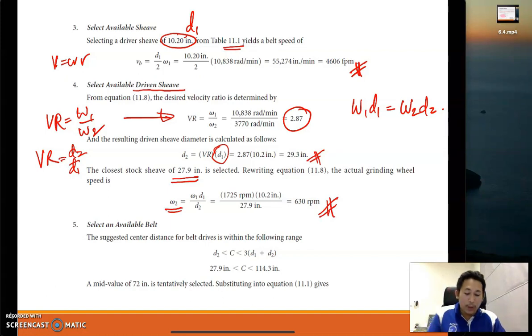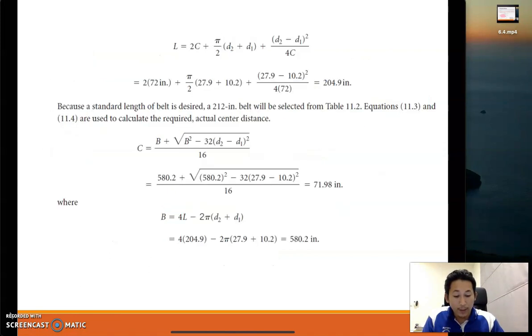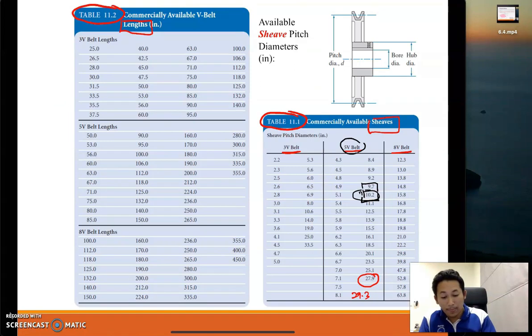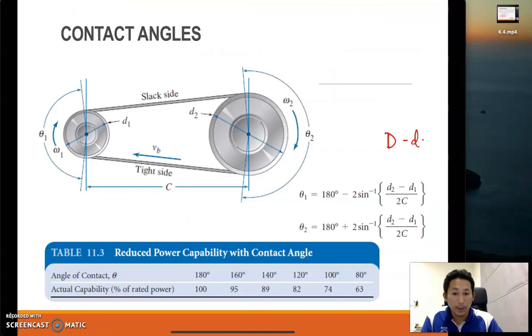So to calculate the belt, we use the equation and we get the length of the belt is 204.9 inch. Okay, so 204.9 inch for 5V. Okay, we use 212. We get 212 inch for the length.